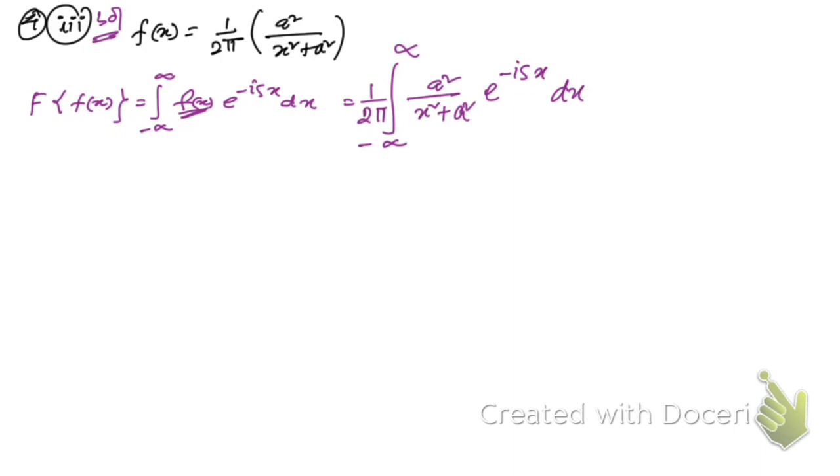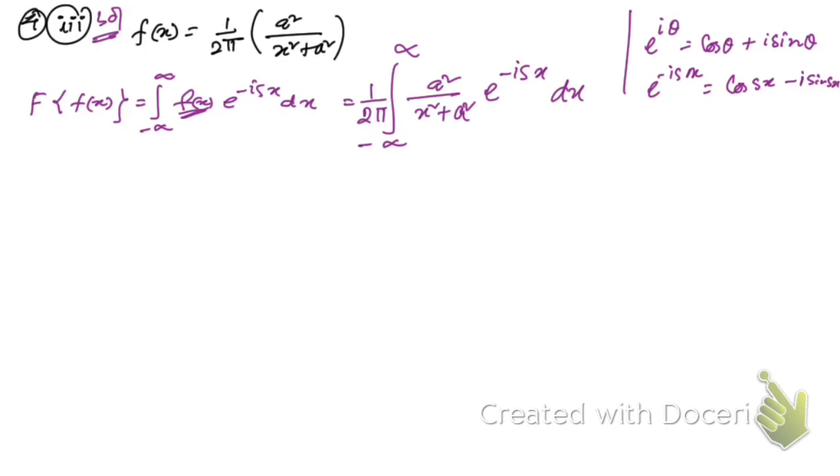And here we know that e to the power i theta is cos theta plus i sin theta, right? So e to the power minus i s x, instead of theta we put minus s x. So then cos s x minus i sin s x, that's what we're going to have. Then we're going to use the cosine transformation and sine transformation.